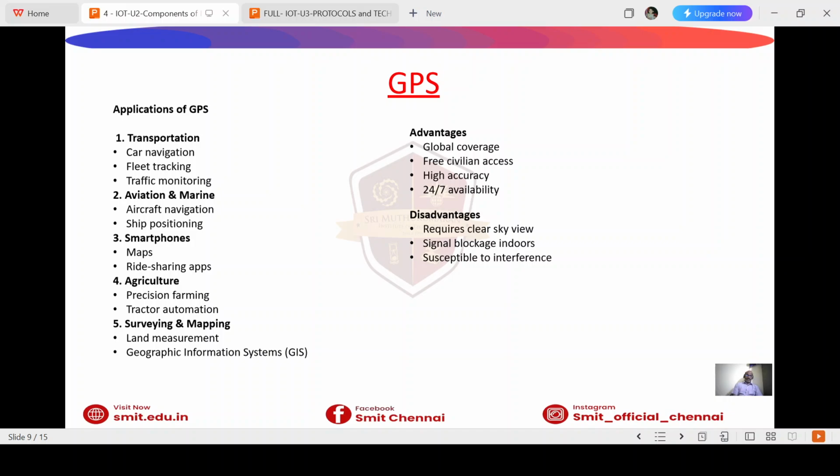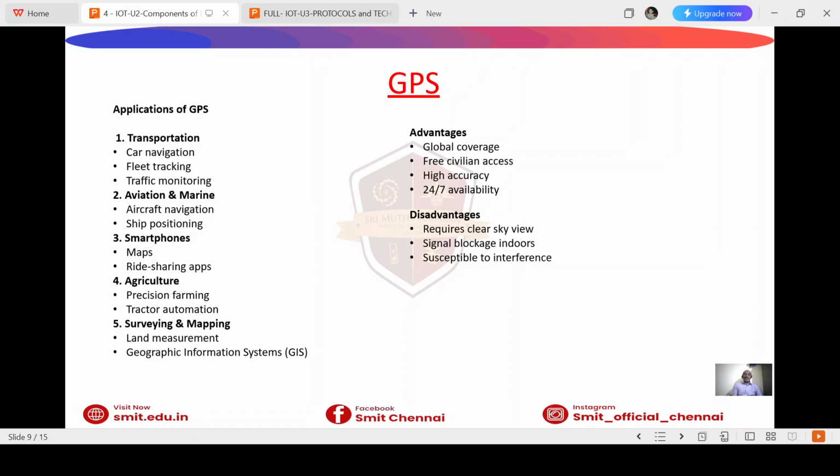Its applications range from transportation, that is car navigation, fleet tracking, traffic monitoring, to aviation and marine, aircraft and ship positioning, and smartphones, where we use Google Maps and ride-sharing maps. Yes, every day we have Ola, Uber, Rapido, all those things. In agriculture, it's used for precision farming as well as tractor automation. And the last one is surveying and mapping for land measurement as well as geographic information systems. The applications are endless; we are limited to only five different areas.